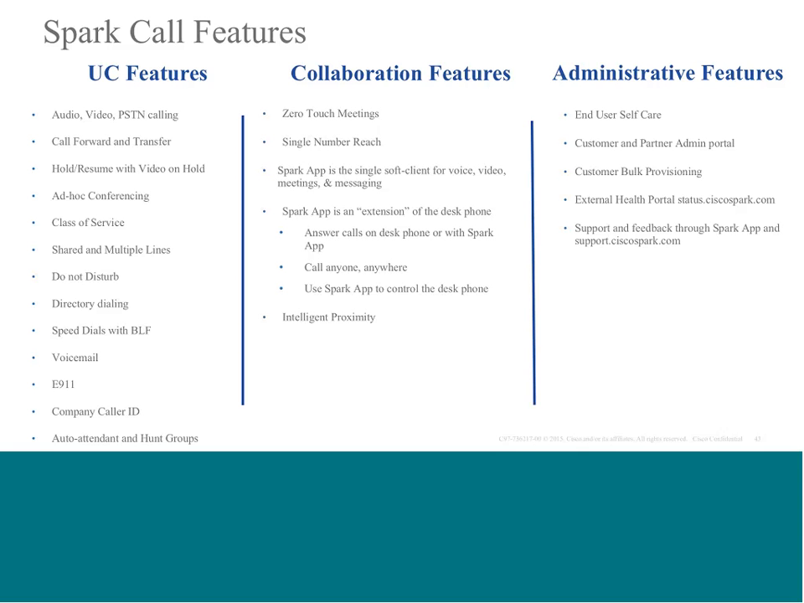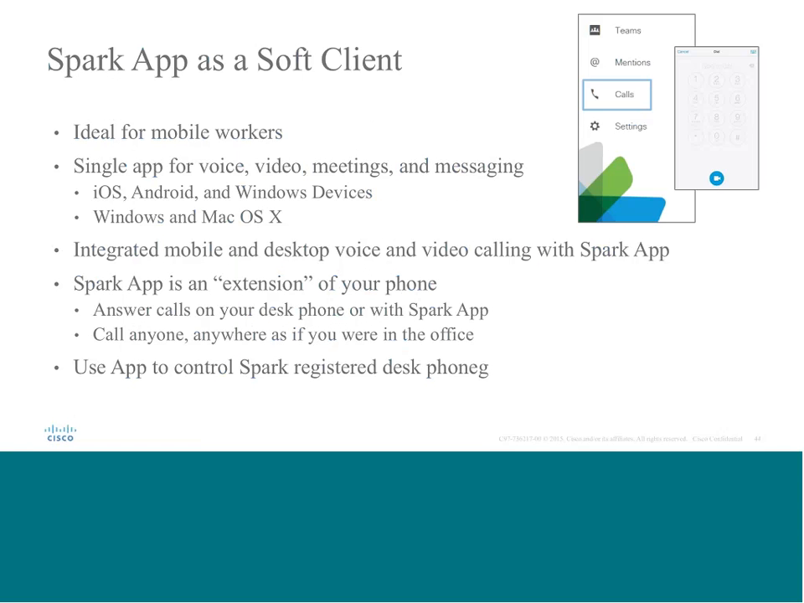The admin can manage all of the phones, no matter where they're at, how many locations they're spread across, from a single cloud administration dashboard. And then you can also use the Spark app as a soft client. If you have a Cisco desk phone registered to Spark, you can also use the Spark app as your soft phone as well. Just simply click the calls button inside the Spark app, dial the number extension that you want to call, and the Spark app itself will make a voice and/or video call.